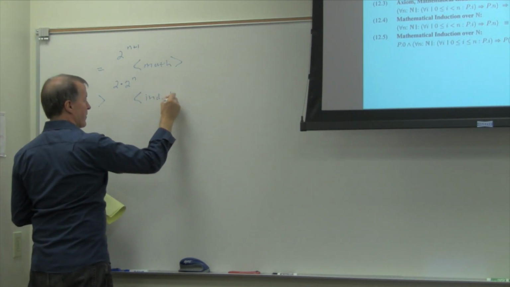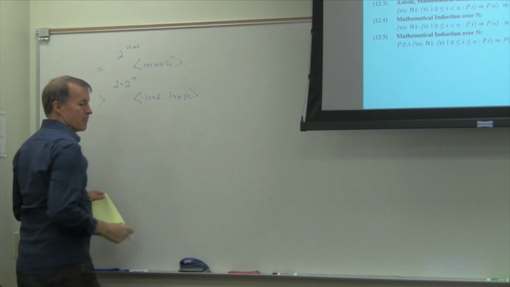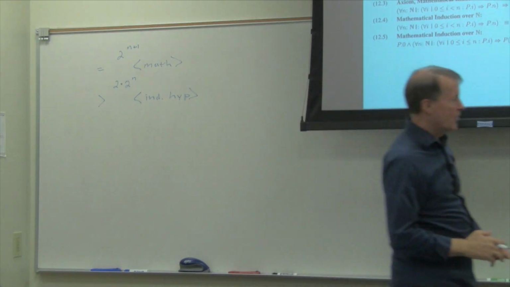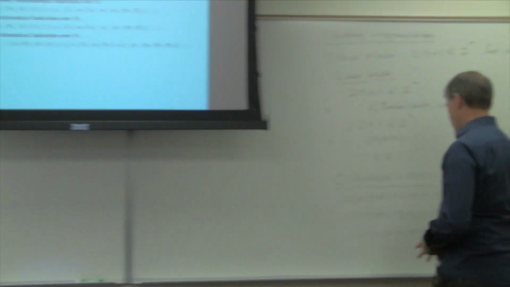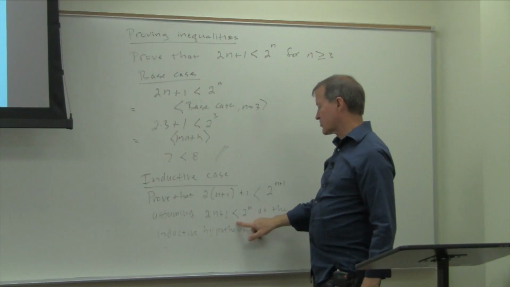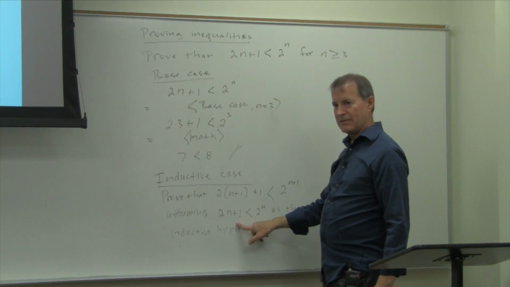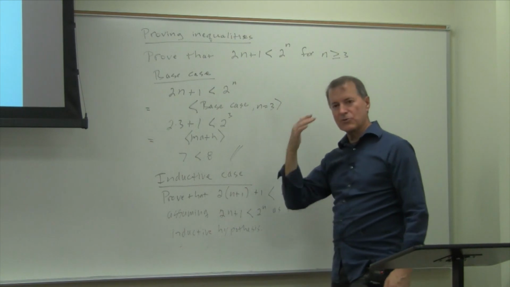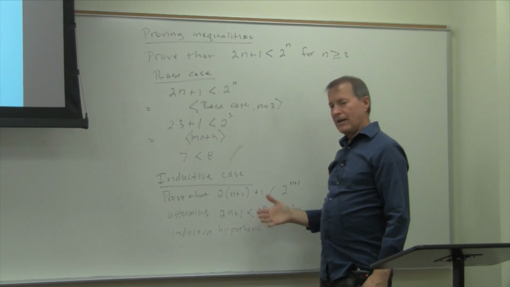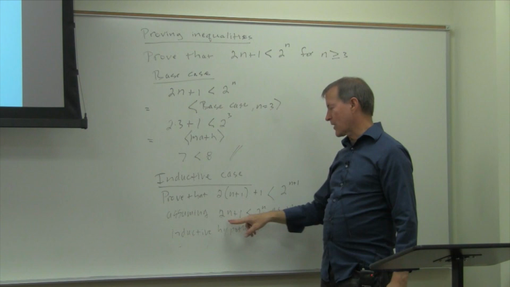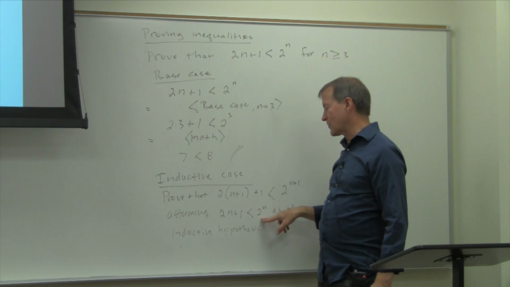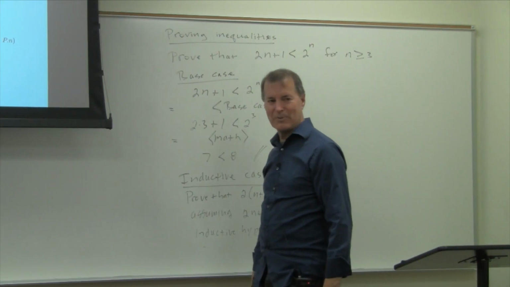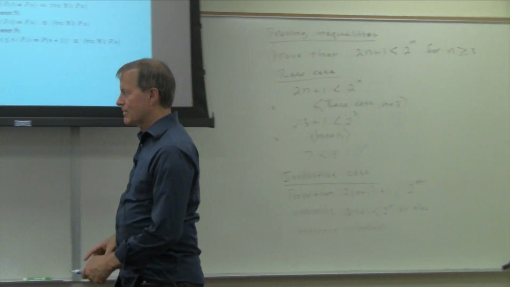2 times 2 to the n. Because look, what do we know by the inductive hypothesis? By the inductive hypothesis, we know that 2 to the n is greater than 2n plus 1, right? And so therefore, now here's where you have to use some math reasoning. If 2 to the n is greater than 2 times n, then 2 times 2 to the n is greater than 2 times 2n. Is everybody clear on that? Okay, fine.